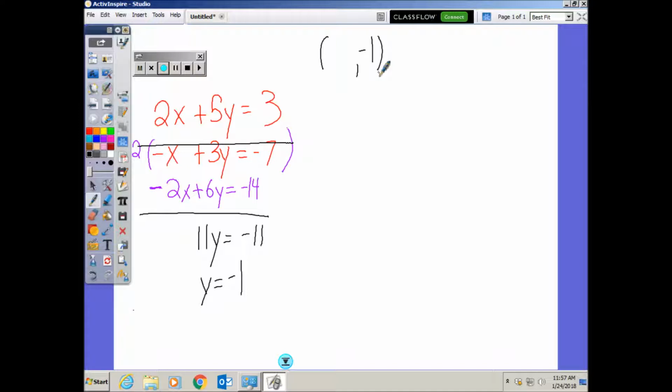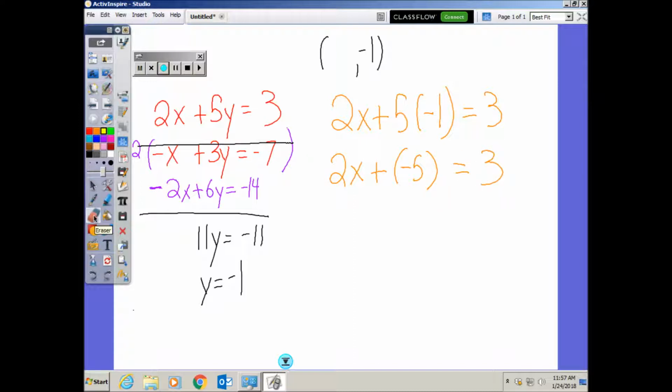So now, I'm going to take the original first equation, 2x plus 5y, and I'm plugging in the negative 1. Five times negative 1 is negative 5. So actually, I can change this plus a negative 5 to just minus 5, correct? Okay? I'm going to add 5 to both sides. So 2x equals 8. And if 2x equals 8, x equals 4.